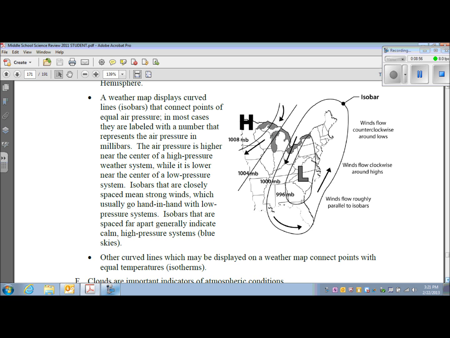As you can see in this picture to the upper right, if you look at this circle right here, this is an isobar, whereas these straight lines, these are isotherms.